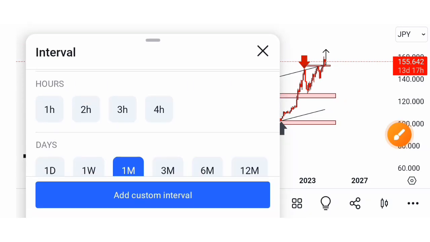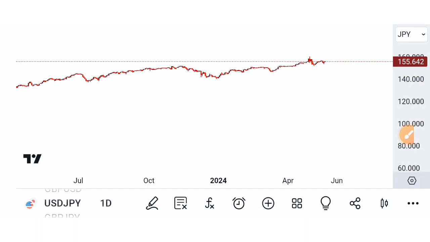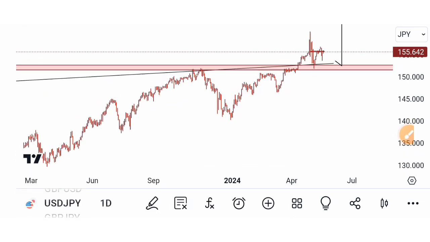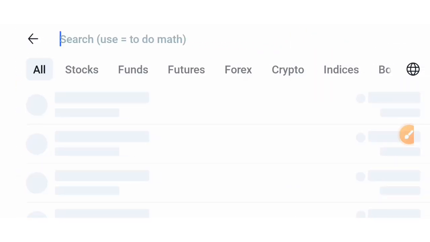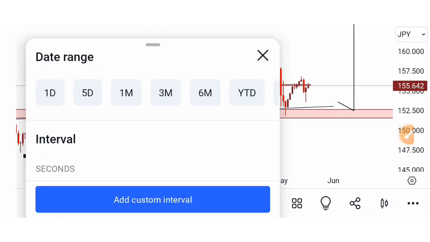So now if you go to the smaller time frame, the daily time frame, bullish on the higher time frame, it doesn't seem so convincing on this particular structure over here. Rather, let's move on to the 4-hour time frame. Let's go to the 4-hour time frame.